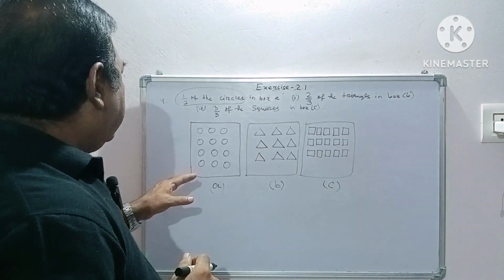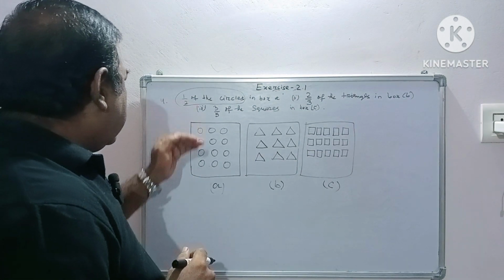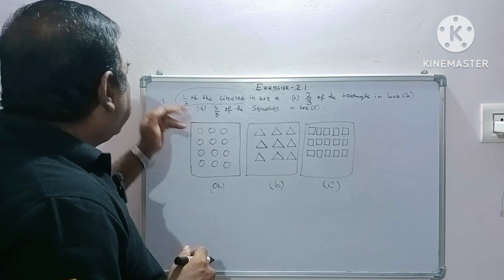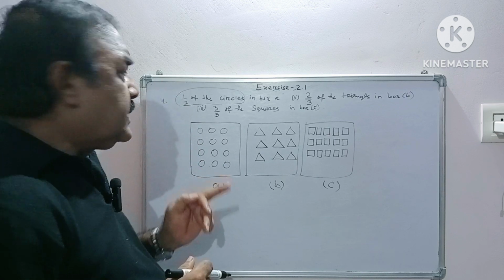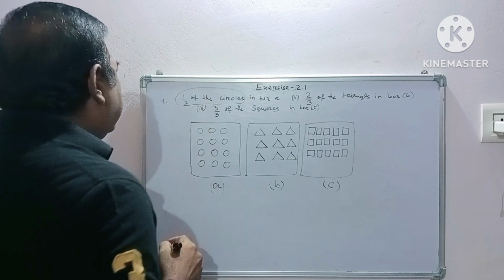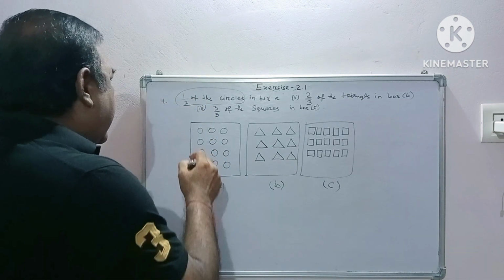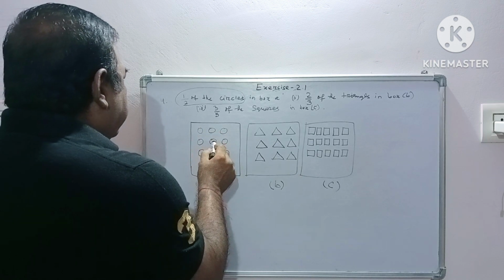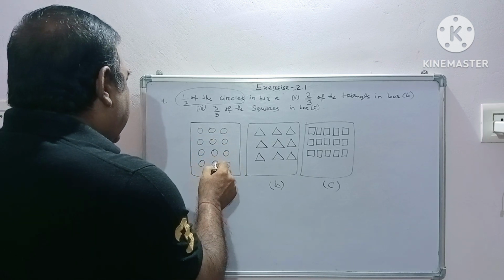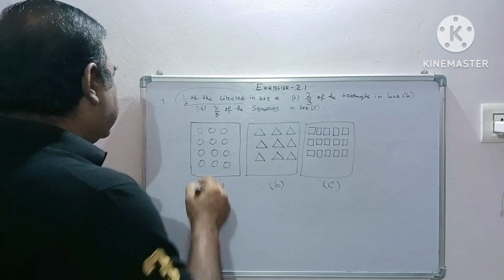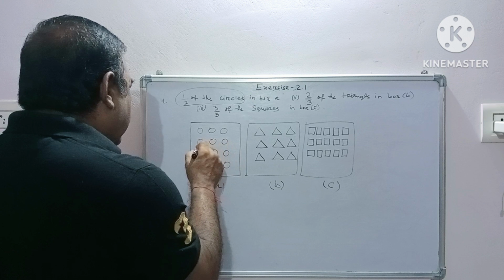So we have to divide the circles into 2 equal parts and we have to take one part. That is 1 upon 2. We have to divide the circles into 2 equal parts. You see how many circles are there? 1, 2, 3, 4, 5, 6, 7, 8, 9, 10, 11, 12. So if I divide the circles into 2 equal parts, suppose I have divided into 2 equal parts.